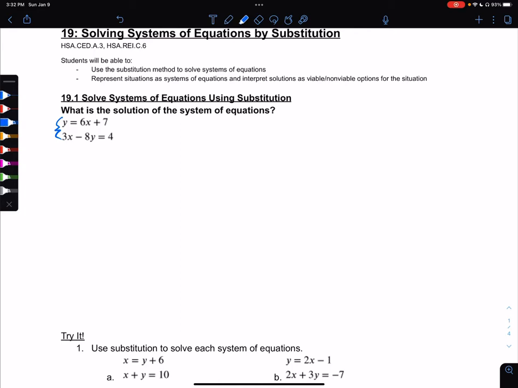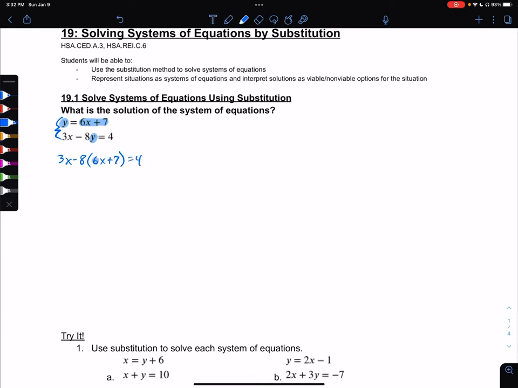So what we have here is y is equal to 6x plus 7. So what that means is anywhere there's a y, we can replace it with 6x plus 7. So that's what I'm going to do with this second equation here. If you have a variable already isolated, you're able to substitute, which is why this is called the substitution method. So that y is going to become 6x plus 7.